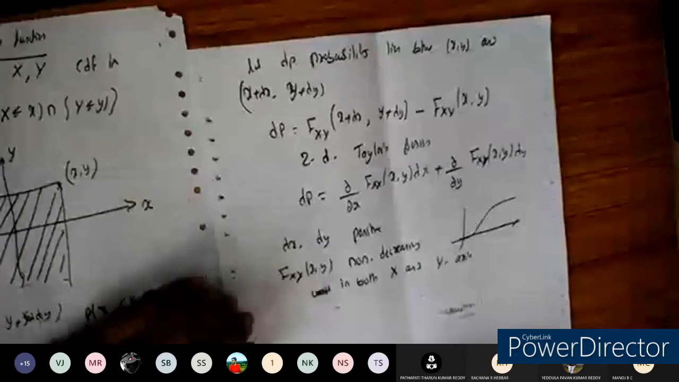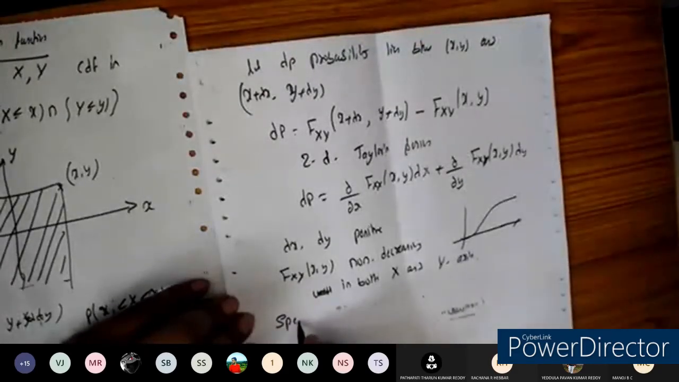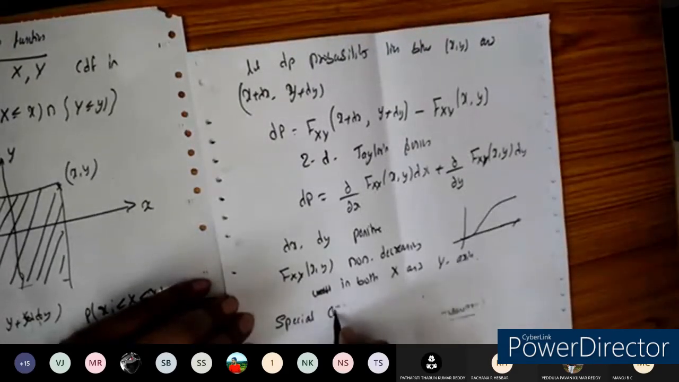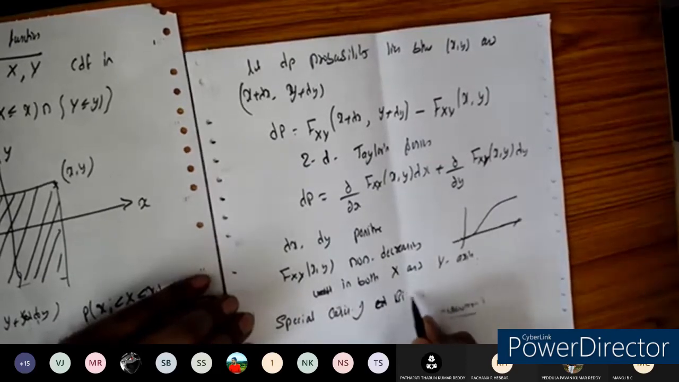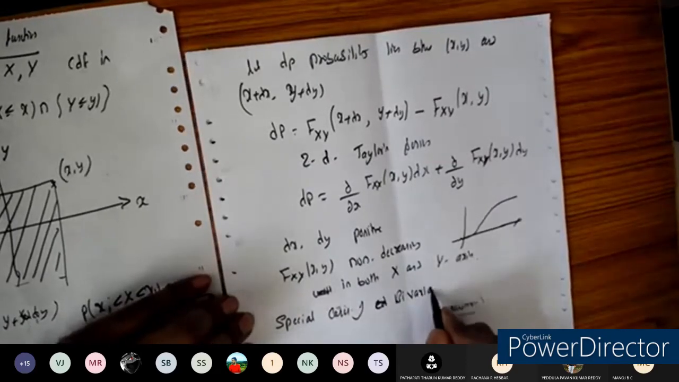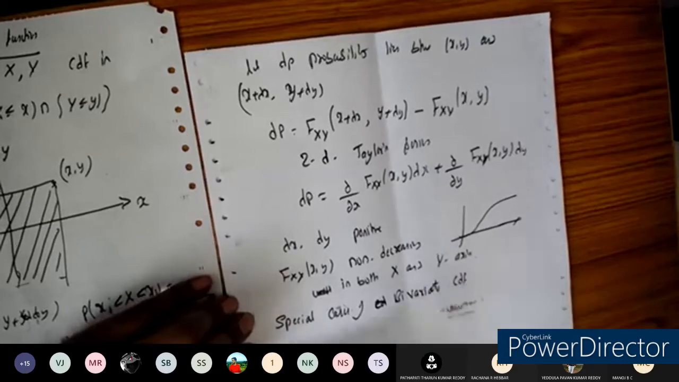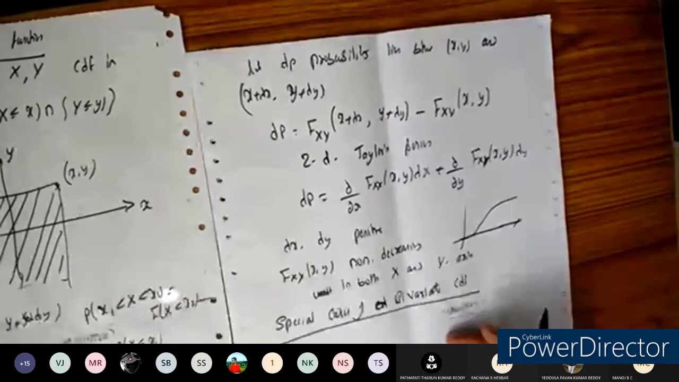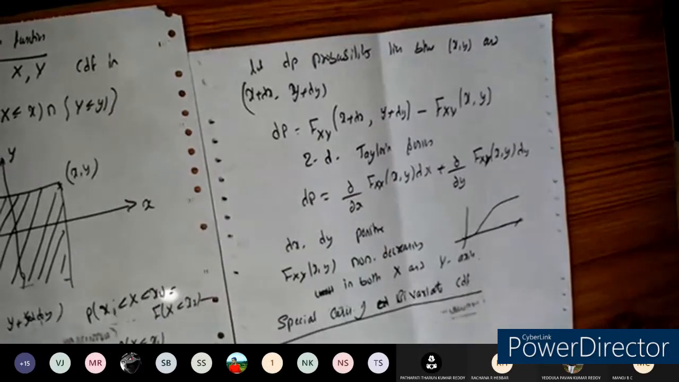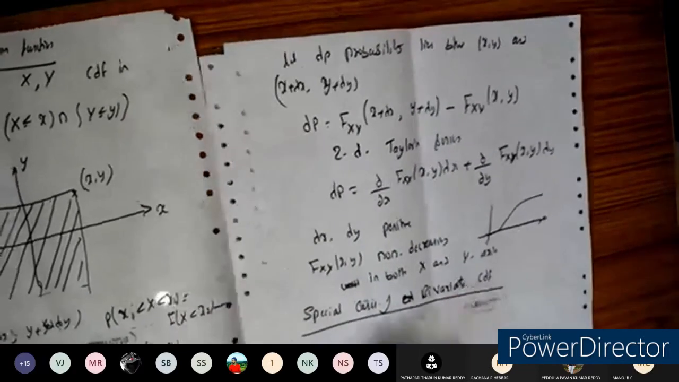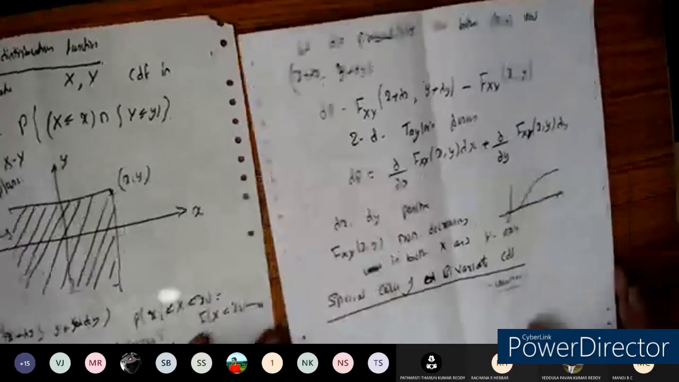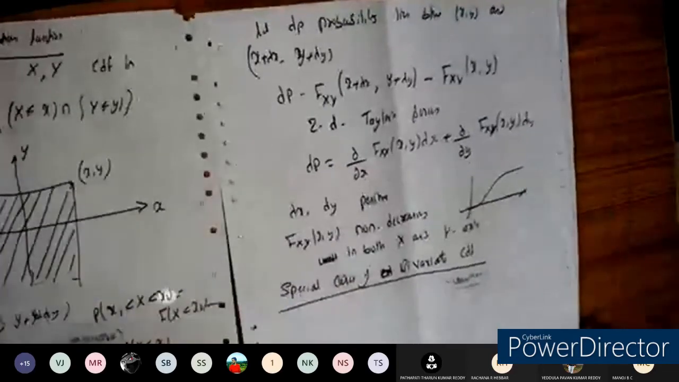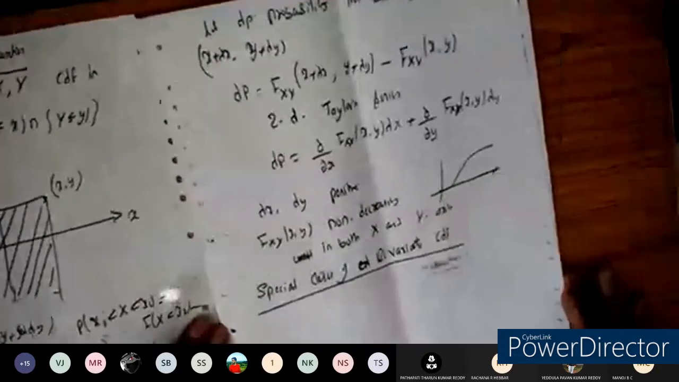Those are nothing but the special cases we'll take here: special cases of the bivariate CDF. Got the concept now? How the CDF is defined? Any doubts with this concept? The concept is very simple. Nothing new; what we have defined, we are just extending with the example we are giving, in the two-dimensional axis.